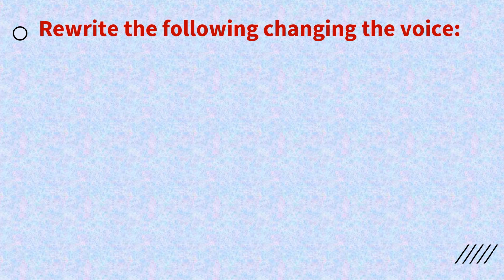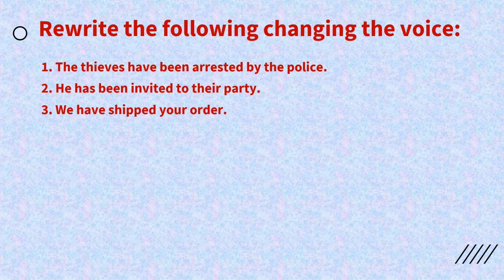An exercise: rewrite the following, changing. The thieves have been arrested by the police. Okay, first of all, what tense is this in? The thieves have been arrested by the police. So you can see have been arrested. You can see the word by there. So you know it is passive voice. Now you have to change it to active. So you take this object, make it the subject. The police have arrested the thieves.